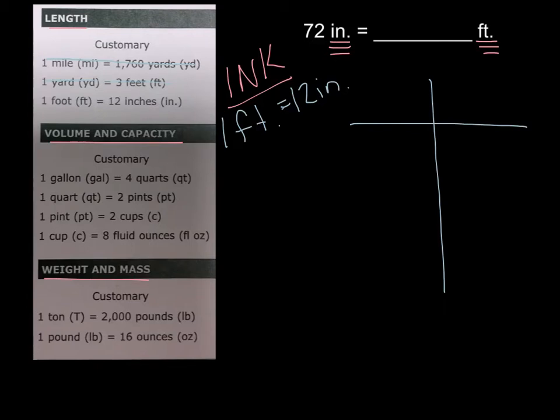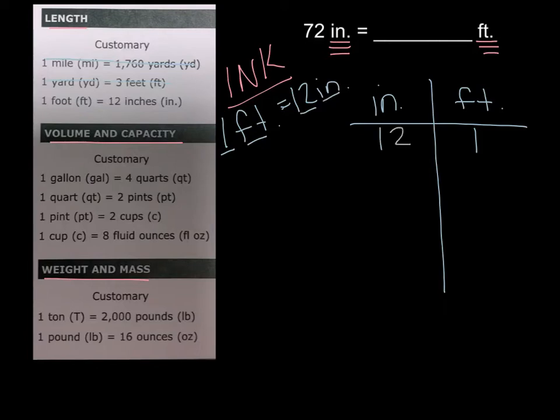I'm going to take the units that are in my problem and put them at the top. My problem starts with inches, so I'm going to put inches, and then it ends with feet. Then I'm going to take my information from my star chart and put it in the correct places in my T-chart. So I have 1 foot, so I'm going to put my 1 in this column, and 12 inches, so my 12 is going to go over here.